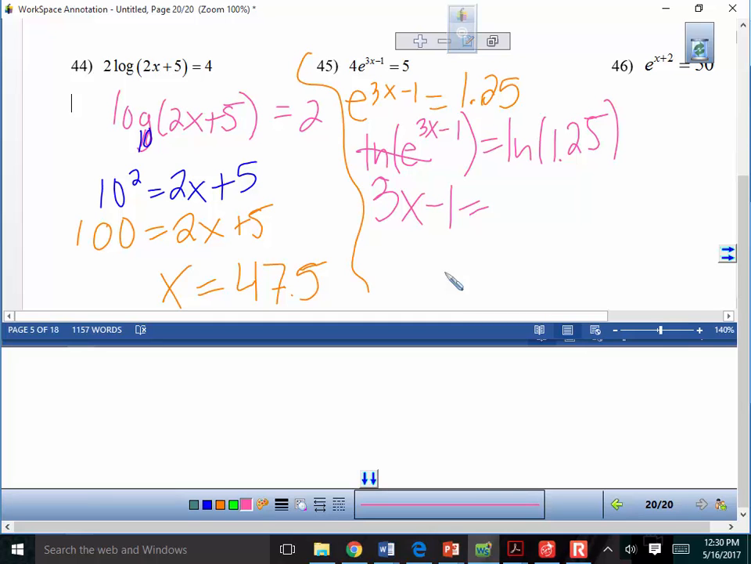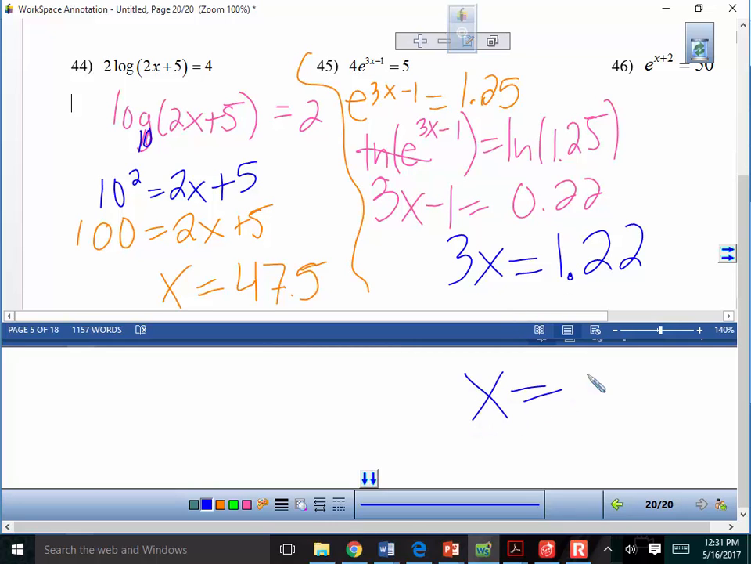Natural log of 1.25, anyone paying attention at all? Yes. 0.22? I think it is, right? Then we get 3x is equal to 1.22. I don't know why this is not working, sorry. Divide by 3 and we get x equals what? Good. Any questions on number 45? Yes, ma'am. Natural log, I think it's right underneath the log button on the left side. Yeah. Good. Other questions? 47?